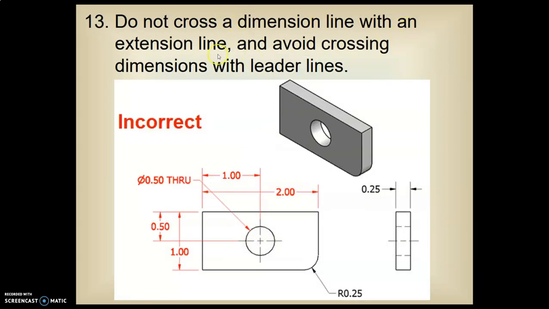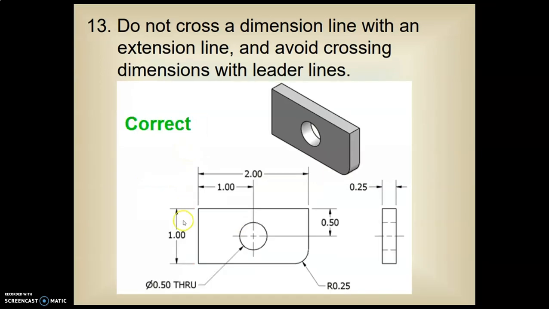Do not cross the dimension line with an extension line. Avoid crossing dimensions with leader lines. Here, for example, we don't want this line going through the dimension line. Extension lines can cross each other, but we never want to cross a dimension line with an extension line. And if at all possible, we should not allow the leader line to go through that as well. So here's a much better one, and you can see it's much easier to read.